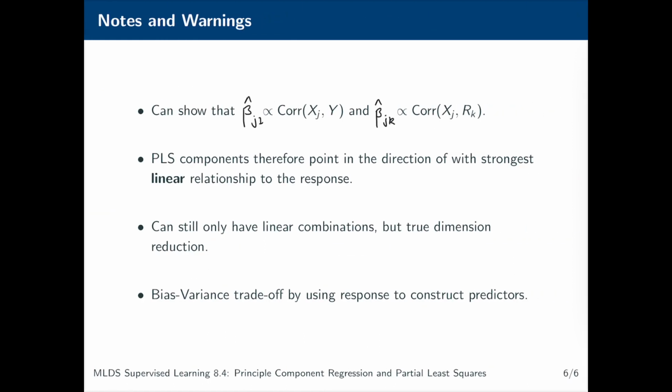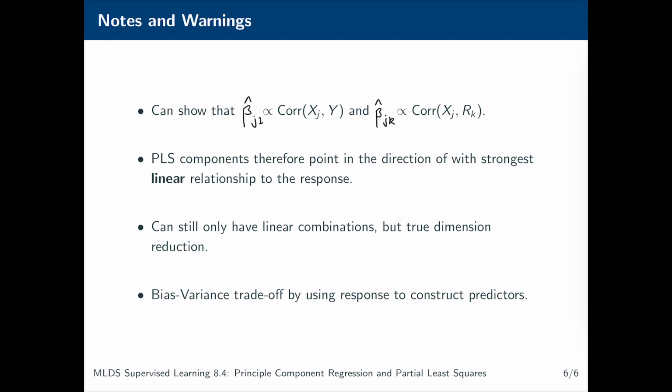So with a little bit of effort, we can show that in each of these regressions, while we're regressing the partial residuals on each of the predictors, the corresponding coefficients are going to be proportional to the correlation between those predictors and the partial residual values themselves. It's this which gives us the fact that I stated before, that the partial least squares components are pointing in the direction of the strongest linear relationship to the partial residuals. And in particular, the first of these will be in the strongest linear relationship to the response itself.